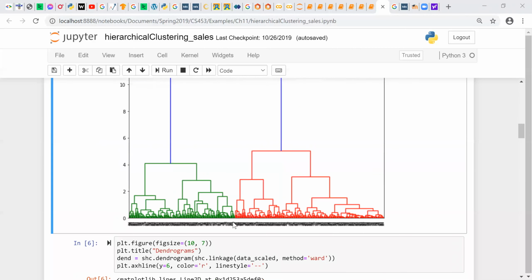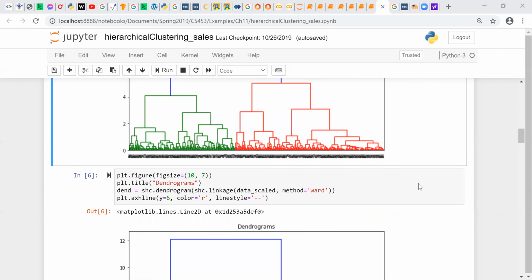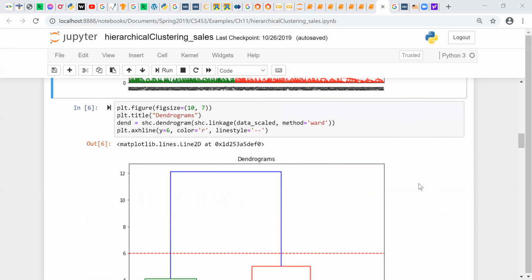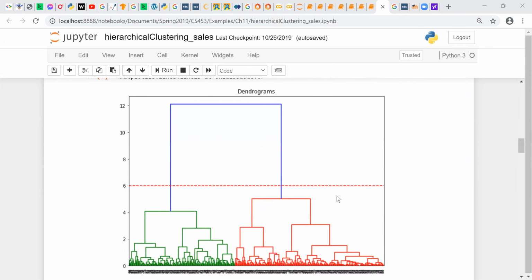With this data, you can see it's very messy at the bottom. Why? Because there are 440 data points. You cannot see anything, basically. It's all crumpled together. So let's see how we solve this issue if you do want to visually see it. Here, just to show you, pick some cutoff distance. If you pick a cutoff distance of 6, then you will only have 2 clusters.